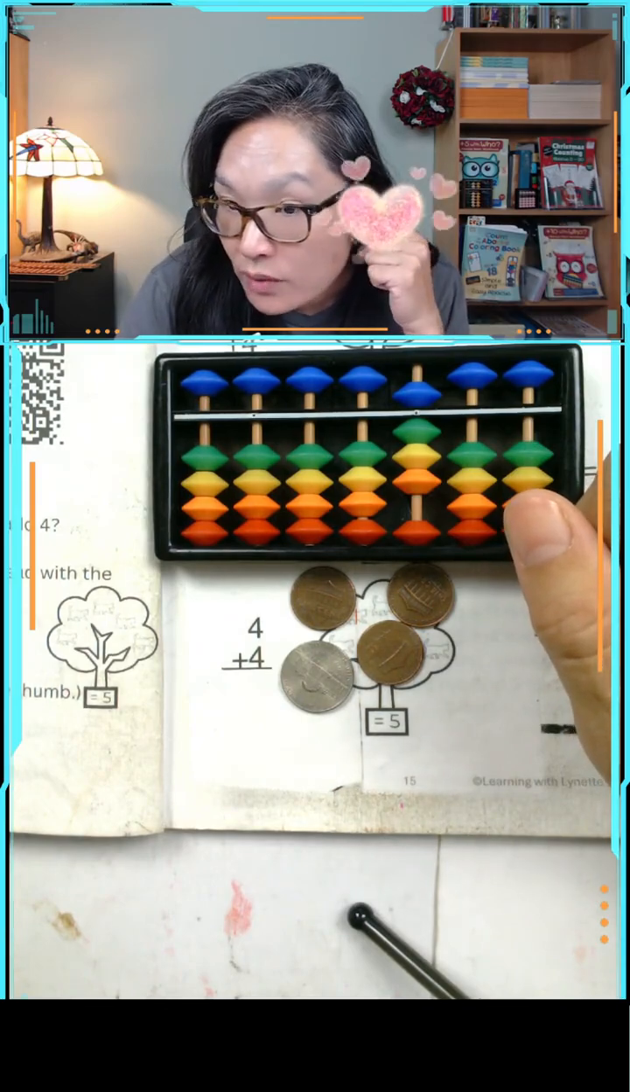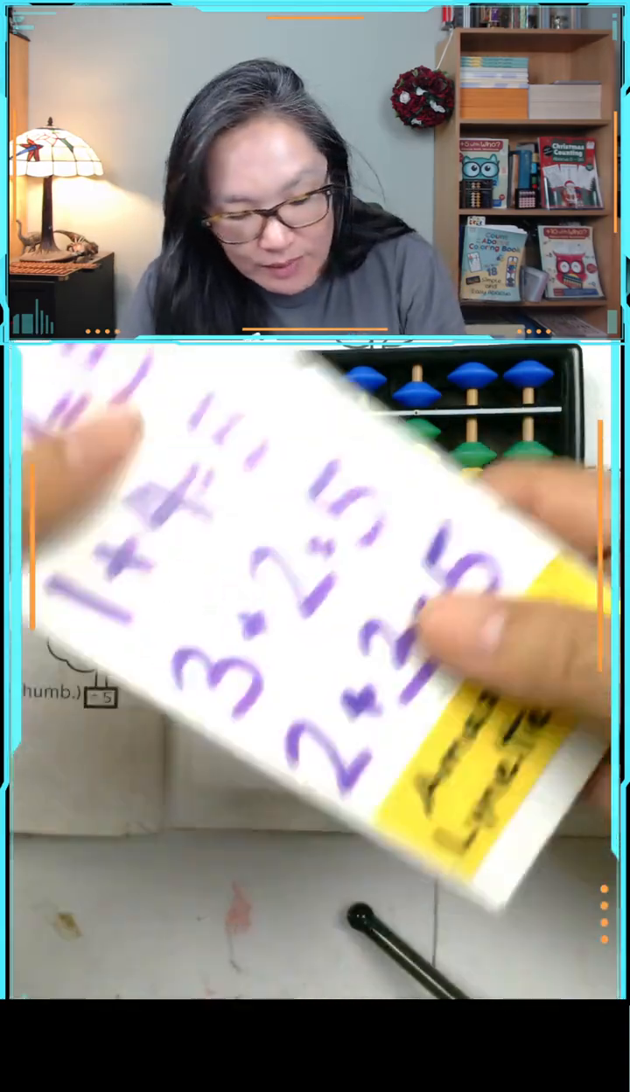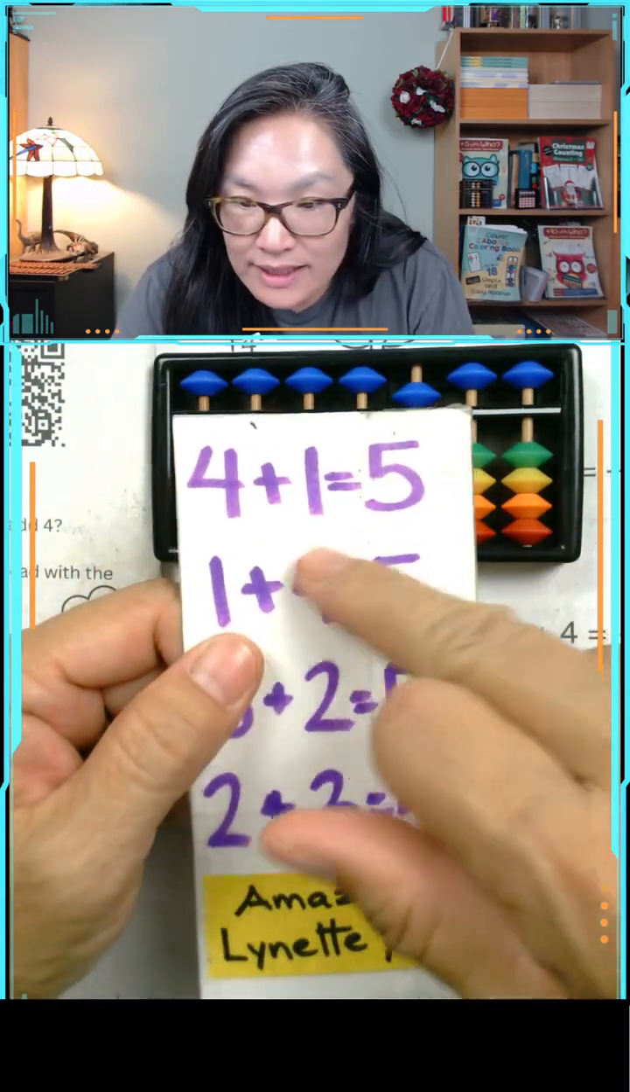So what we're doing is we're understanding this concept. The concept is how to make a 5. Well, let's take it one more time.